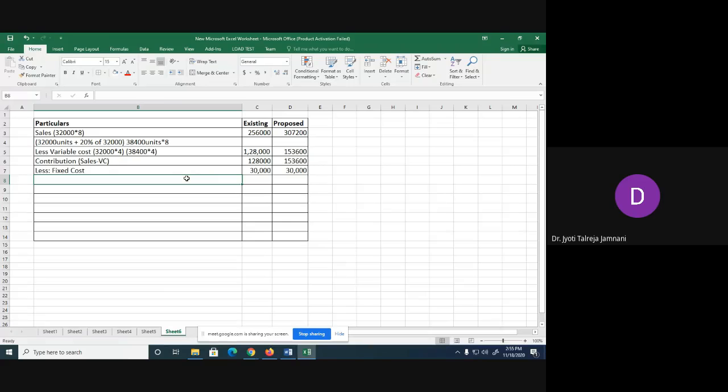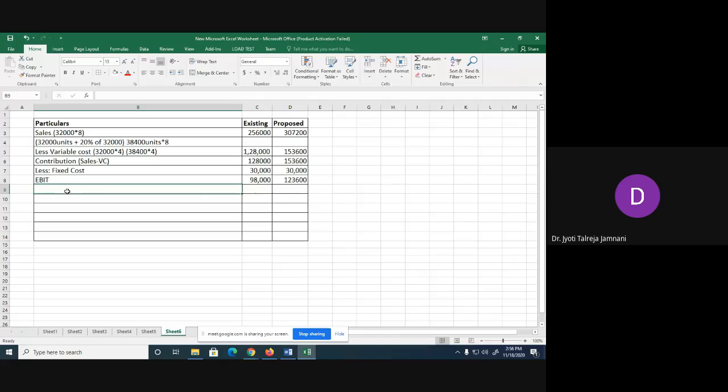Okay, so when you less fixed cost, you get the EBIT, which is nothing but the earnings before interest and tax. So 1,28,000 minus 30,000, if you do, you will get 98,000, right? Yes, ma'am, 98,000. And 1,53,600 minus 30,000 is 1,23,600. So this is your EBIT.